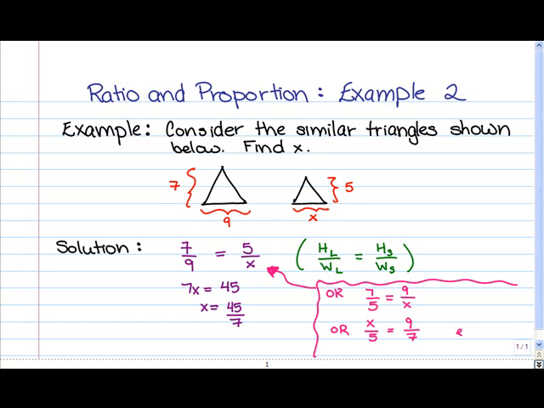Okay, there are other ways of doing this. We could have 5 over 7 is equal to x over 9, which is what you would get if you compared the heights of the small to the large and the widths of the small to the large. So again, there are different ways of setting up the proportion, but the key is at the end you will still obtain the same answer. So all of these methods presented here are indeed correct. The key is that you are comparing quantities that in fact do have the same ratio as one another.